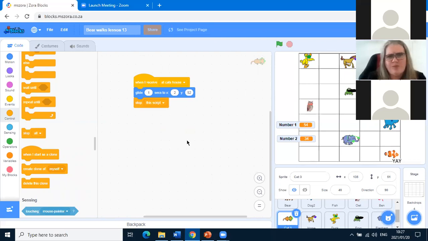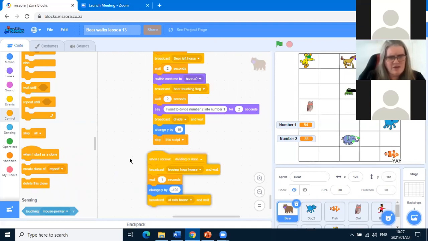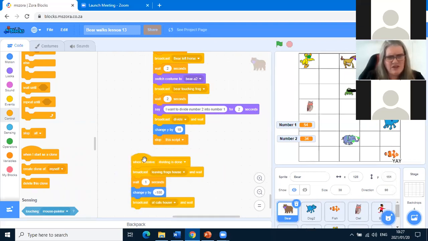Rightio. What are we going to do? We're going to go to Bear to test it very quickly. Here it is, the one when dividing is done. I'm going to click on it. It's a bit fast, eh? A bit too fast. Anyway, we'll fix it for the next when he goes to Dog. We'll fix that so it doesn't happen.